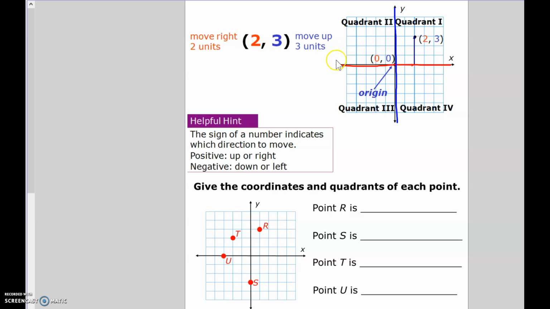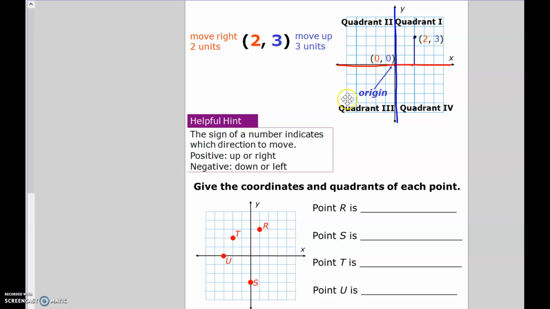Going side to side, what's red is called the x-axis. So make a line that's going side to side, that's the x-axis. And up and down, that's blue, that's called the y-axis. And here on the top right is called quadrant 1. And then we go counterclockwise. This is quadrant 2, then quadrant 3, and then quadrant 4.